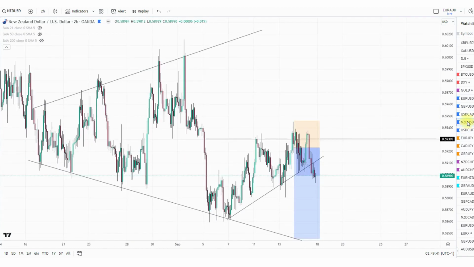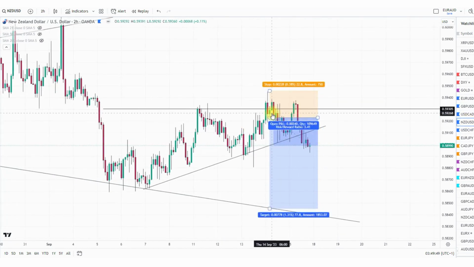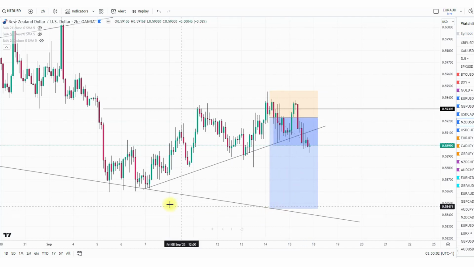On NZD USD, I'm bearish on NZD USD. Last week probably we entered the signal at 0.59227, so we hold this over the weekend, and then the targets still remain that we are going to break this low. So the targets remain 0.58458.